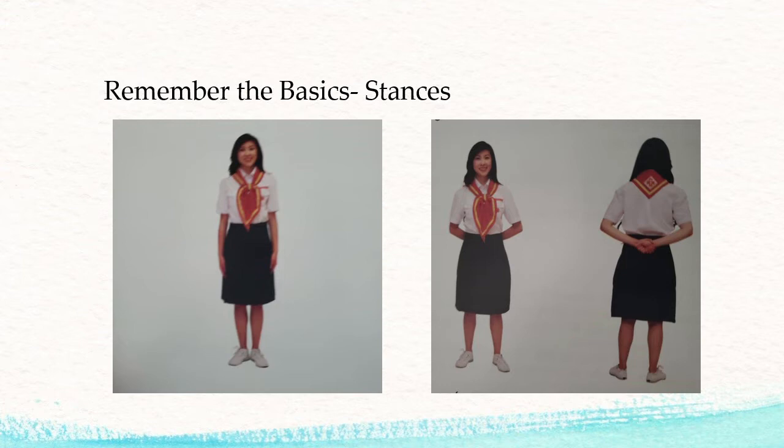In the stand of nghỉ, the feet should be shoulder width apart. The hand will be behind the back with the left palm holding the right wrist and placed along the belt line or the waist, as you can see from the picture.